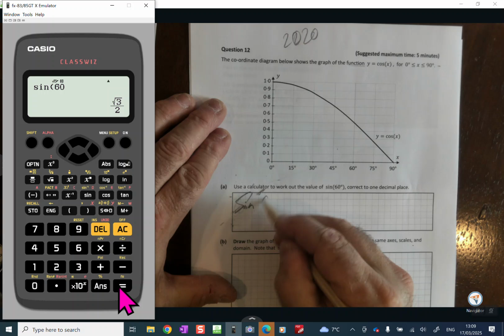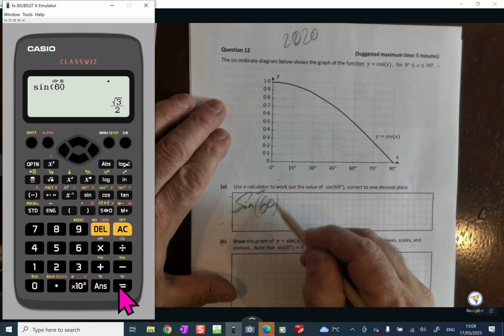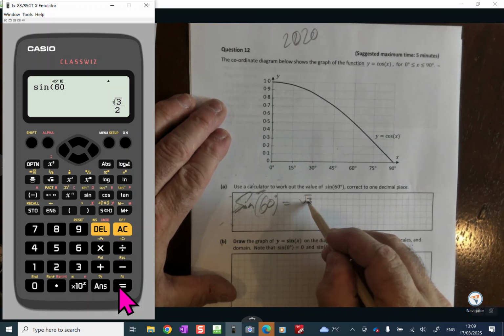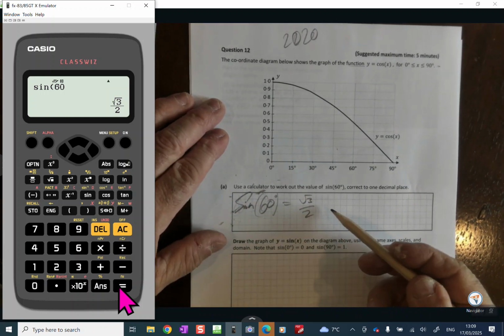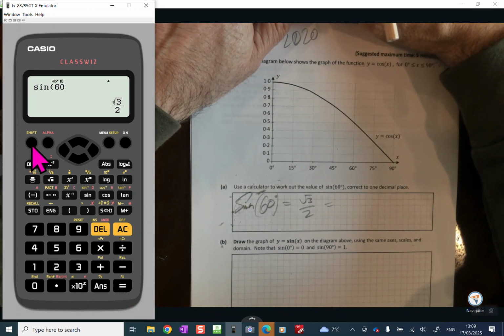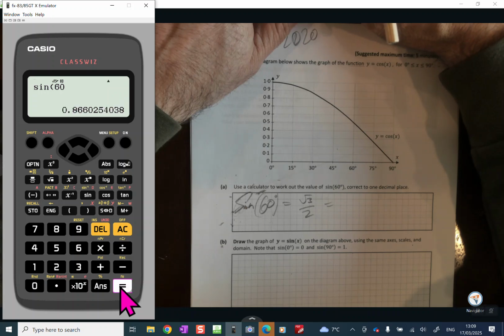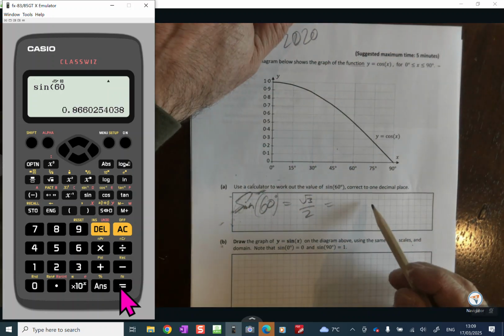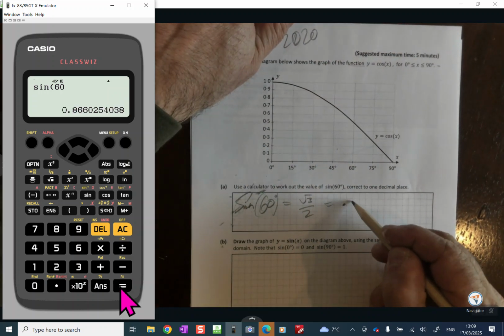The sine of 60 is equal to root 3 over 2. We know that from the reference triangle anyway, and then as a decimal approximation we can go shift equals, and it'll be 0.866, and it'll round up to 0.87.